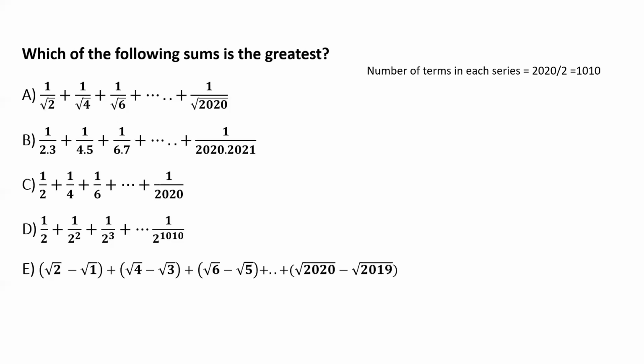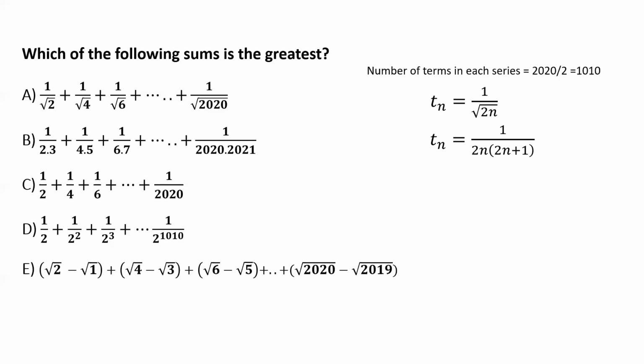For some of you it may be obvious, but I just want to describe a more systematic way of getting there. So for that, let's represent the nth term of each series by Tn. What's the nth term of the series in option A? That's simply 1 by root over 2n. That's very simple, right? What about option B? The nth term will be 1 by 2n multiplied by 2n plus 1.